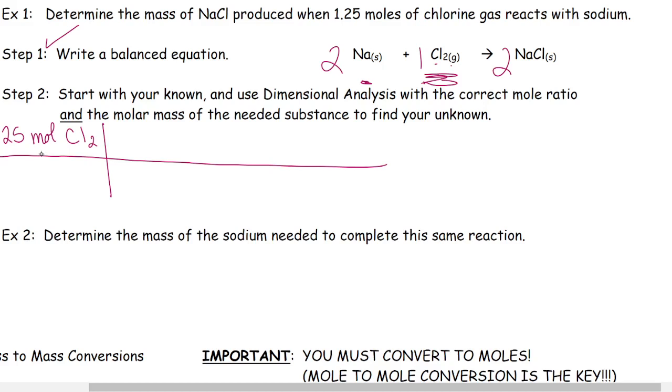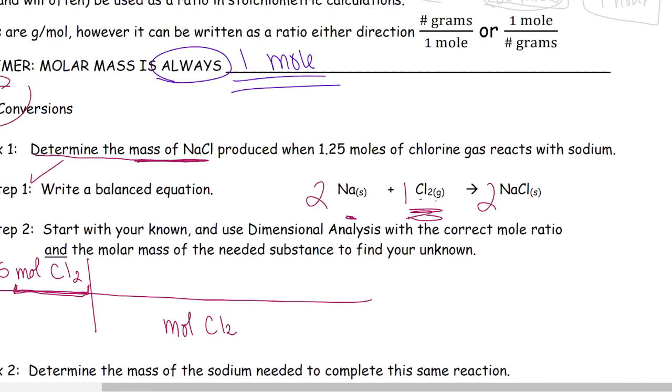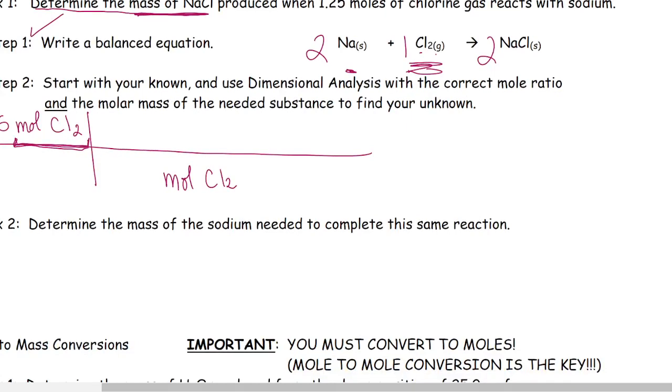If I have moles of Cl2 up here, where else do I automatically need to put it? Good, diagonal down, so moles of Cl2. This is asking us to determine the mass of NaCl. I just said up here that mass is going to be in grams. So if I'm looking for the mass of NaCl, that means that my final answer should say something grams of NaCl.